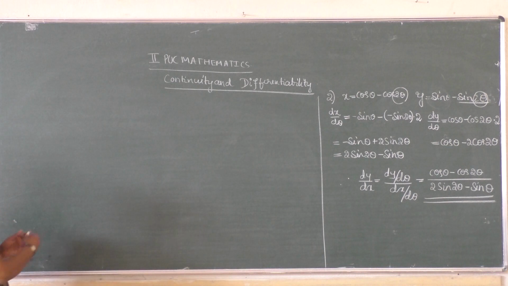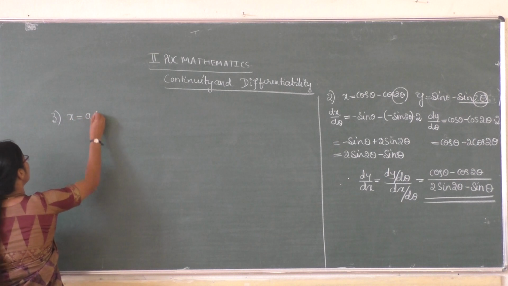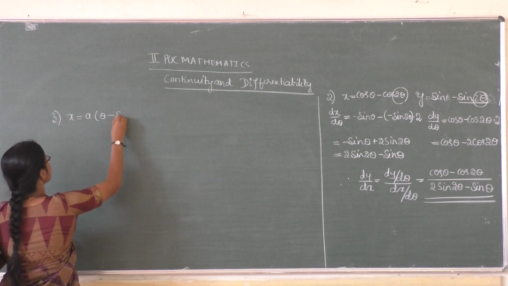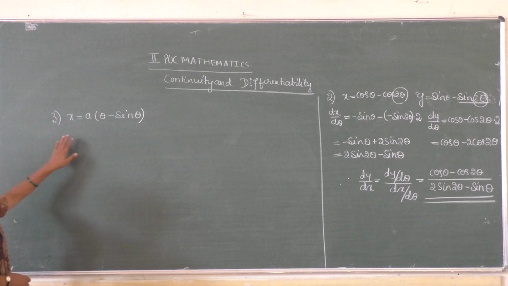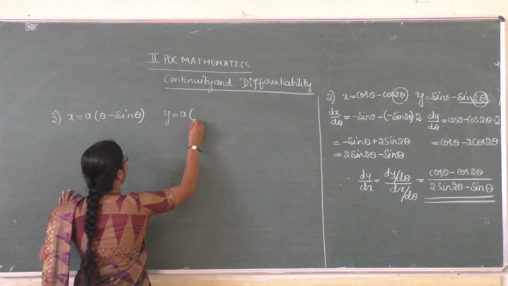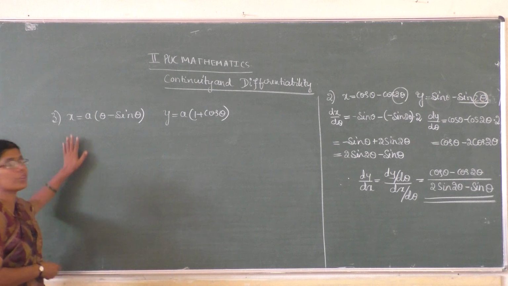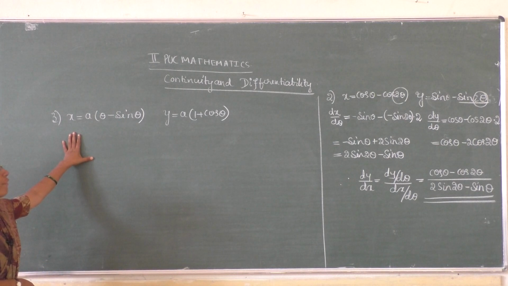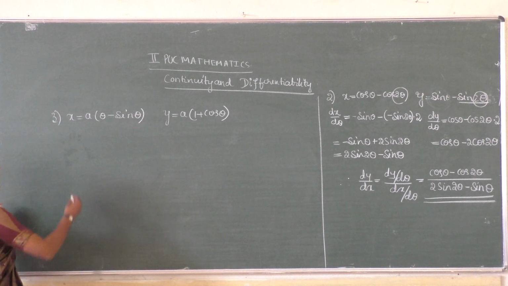x is equal to a into theta minus sin theta, y equal to a into 1 plus cos theta. So here also this is parametric form. The function is given in a parametric form and the parameter is theta. So now we have to find dy by dx.